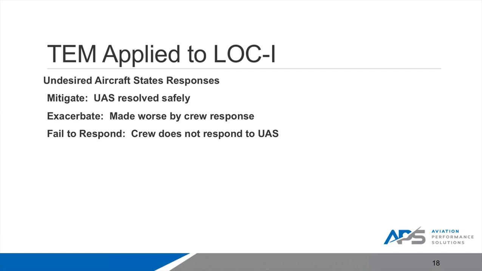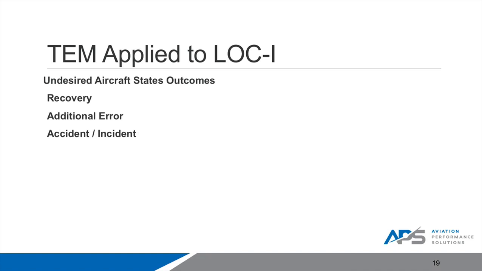In response to the undesired aircraft state, the crew may resolve it safely and mitigate it. Their response may make it worse and they may exacerbate it, or if the crew fails to respond, it is categorized as a fail to respond. In any event, pilots can be trained to appropriately manage the undesired aircraft state through good UPRT. Undesired aircraft state outcomes: they recover the aircraft, they make an additional error, or an accident or incident. So how are we going to integrate threat and error management and upset prevention and recovery training?